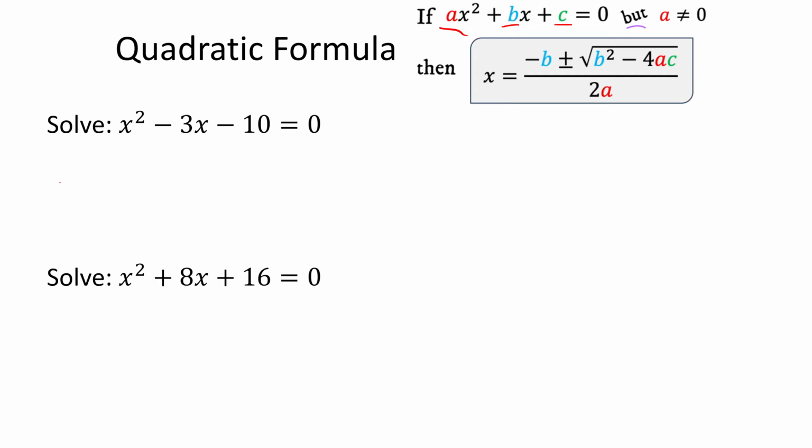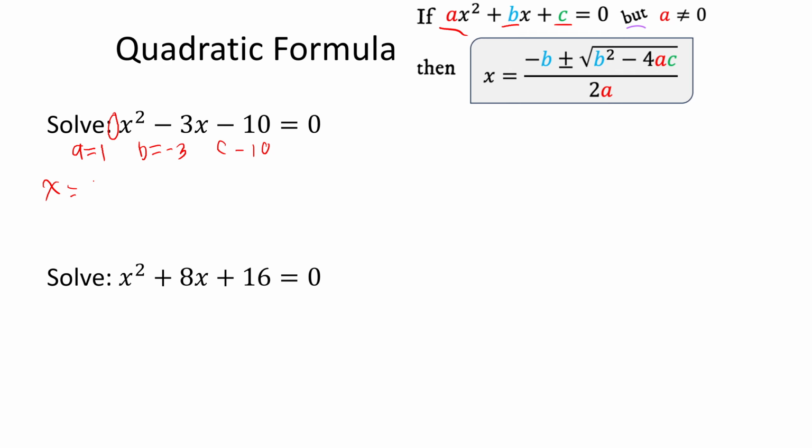So what I like to do is kind of write out a, which in this one is equal to 1. B is equal to negative 3. And then c is equal to negative 10. And now we can plug it into that quadratic. I recommend rewriting your quadratic every time you use it. I'm not going to do it just for space purposes on this one.